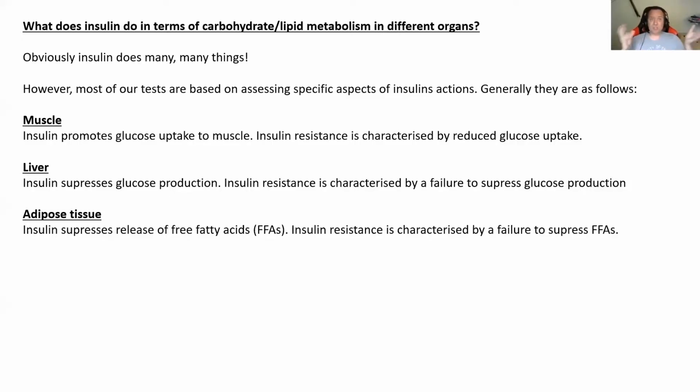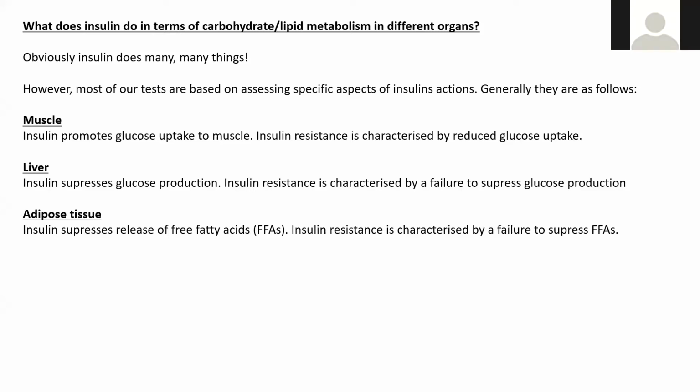So what does insulin do in terms of carbohydrate and lipid metabolism in different organs? The answer to this is obviously many, many things. This is not a topic for one talk. There are multiple international conferences per year on this question. However, most of the tests we're doing in vivo are based on assessing specific aspects of insulin's action. And so they are as follows.